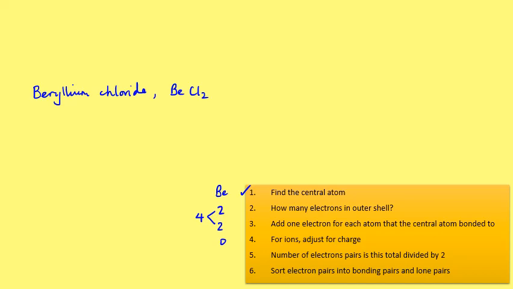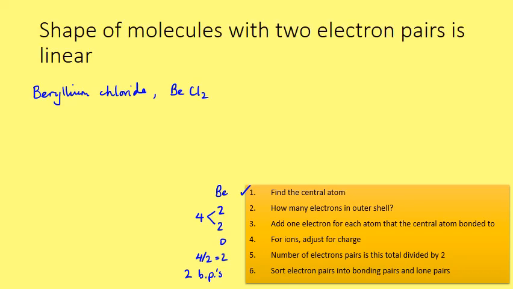And then we're going to take the 4. 4 divided by 2 equals 2. And because we know we've got 2 bonds, both of those electron pairs are bonding pairs. So we've got 2 bonding pairs and no lone pairs. So if we've got 2 bonding pairs and no lone pairs, we refer to our table. We can read off that table that if we've got 2 bonding pairs, the shape of molecules with 2 electron pairs is linear. Okay, so in which case we could then draw this molecule as beryllium chloride. So that's linear because it's in a straight line. And our bond angle would be 180 degrees.